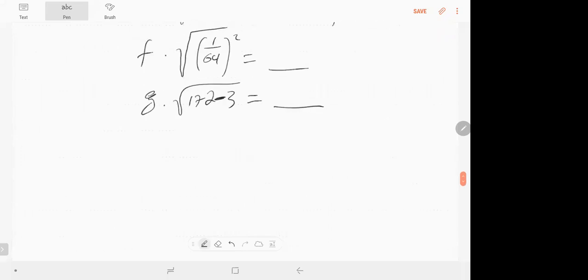Okay, F, 1 over 64. You are right. 1 over 64 squared means 1 over 64 times 1 over 64. So when we take it out of the square root, it will be 1 over 64. And the last one, 13. 17 squared minus 3 is 169. So 169 can be written as 13 times 13 or 13 squared. So the answer will be 13.